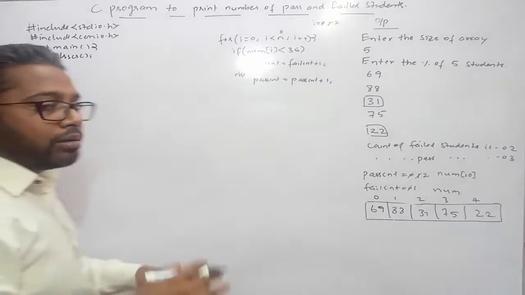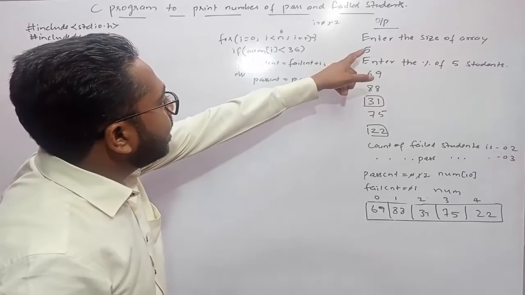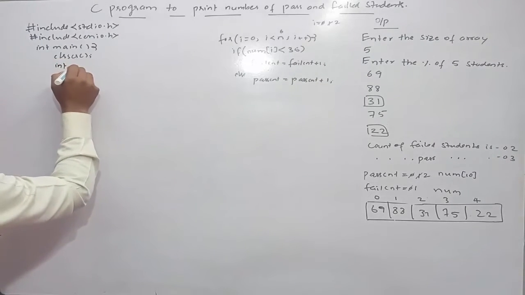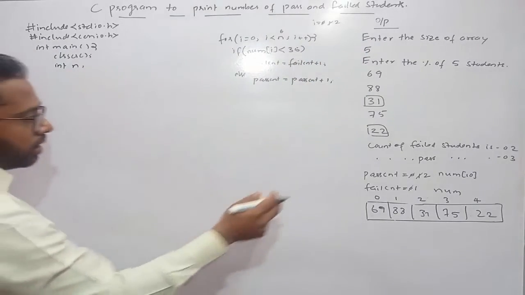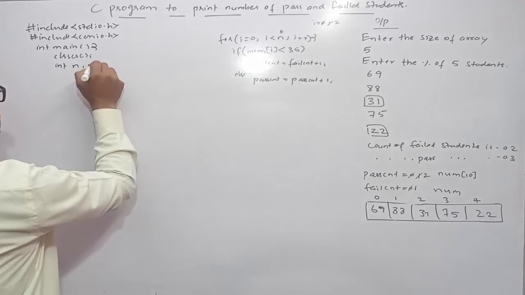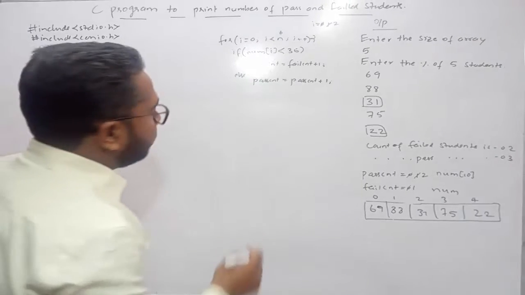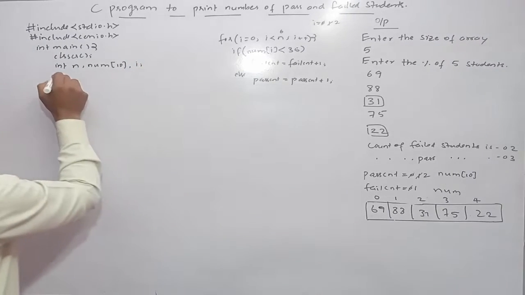Okay, now we need to declare the required variables. For this program we require an n variable of type integer to hold this value of 5. Then we require an array variable num of 10. Then we require one more variable i. That's all.